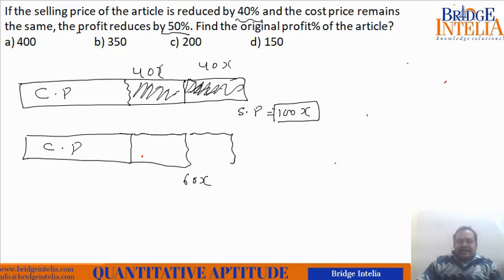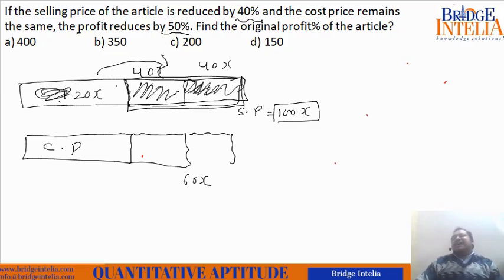So out of 100x, you can see 80x was profit. 80x was profit, that means 20x was your original investment. That means you invest 20x and you gain 80x because of that. That means profit is 4 times the cost price. Hence, profit percentage is equal to 400%. Let's move to the next one.